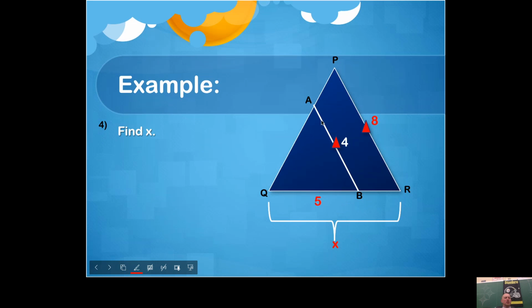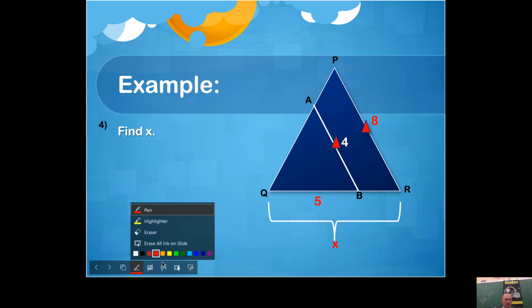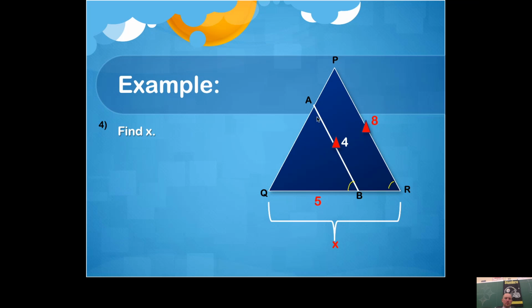Same diagram. Triangle inside of a triangle. You have two parallel sides. That forces the triangles to be similar. So we know these angles are the same. We know that these angles are the same. We know that angle Q is the same as itself. I'll draw them separately. Maybe that's just the better way to go about it. Little triangle, big triangle.